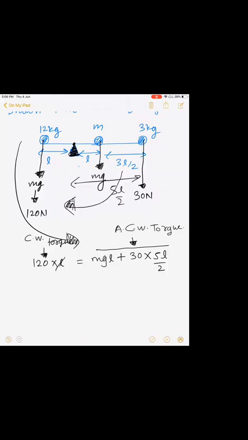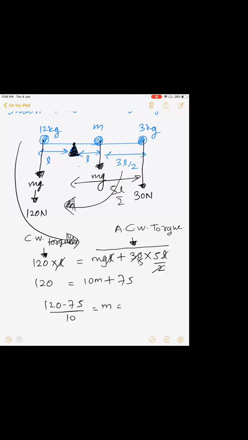Now you can take L common and cancel. Now solve this. 120 is equal to 10 into M plus 75. So you will get 75. 120 minus 75 by 10 is your answer. What will you get? 120 minus 75 is how much? You are getting 4.5 kg.